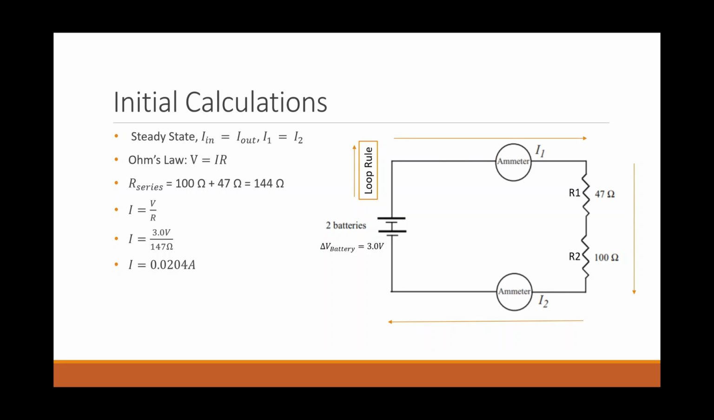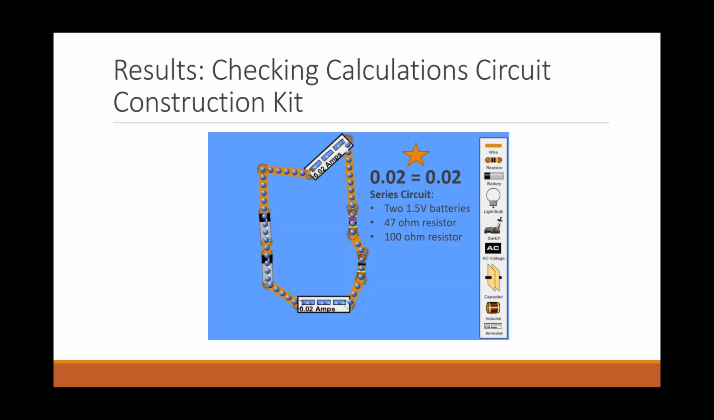Some of my initial calculations for one of the circuits featuring a 47 ohm and a 100 ohm resistor was that the current was equal to 0.02 amps. I got this using Ohm's law. I then modeled that same circuit using a circuit construction kit and got that the current was the same as my theoretical value, or what I calculated before, and it was 0.02 amps.